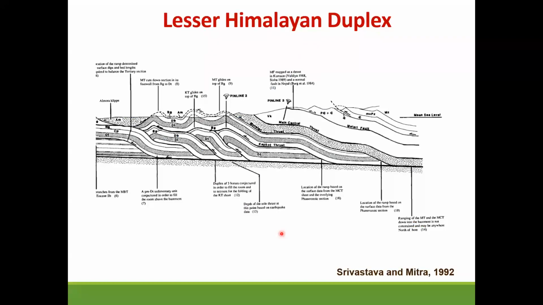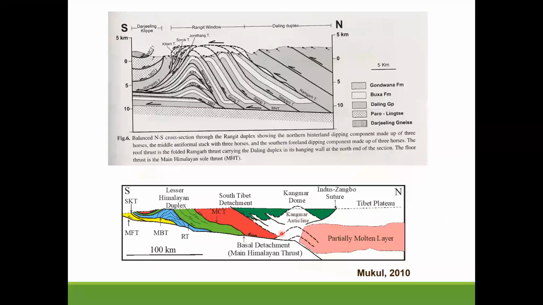In which part? The frontal part or the back part? In the back part, in the northward side of the MHT. Okay, so here there are several issues. Number one, I just pointed out that there is a partially molten layer.